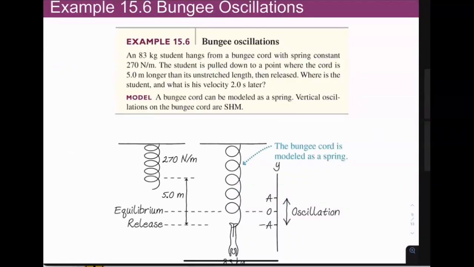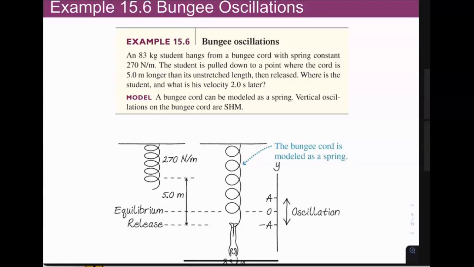As an example of vertical oscillation, in Example 15.6, we do this problem involving bungee oscillations. An 83-kilogram student hangs from a bungee cord with a spring constant of 270 newtons per meter. The student is pulled down to a point where the cord is 5 meters longer than its unstretched position, and then released. Where is the student, and what is his velocity 2.0 seconds later?